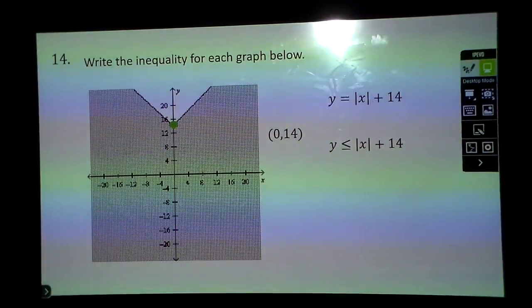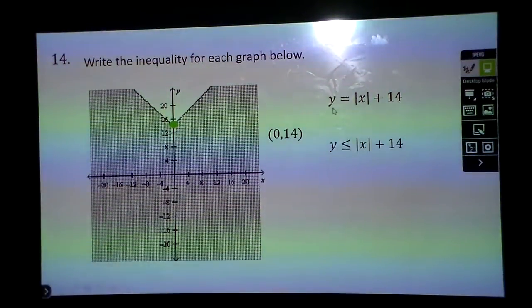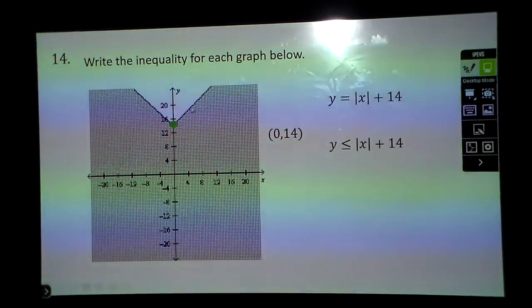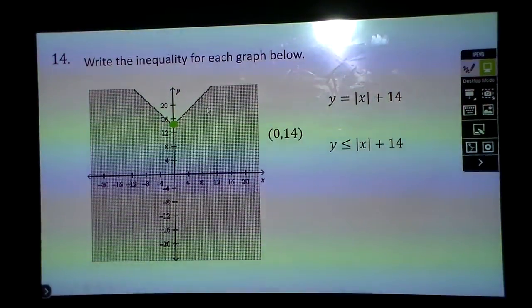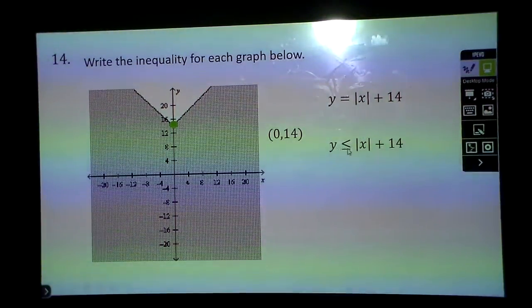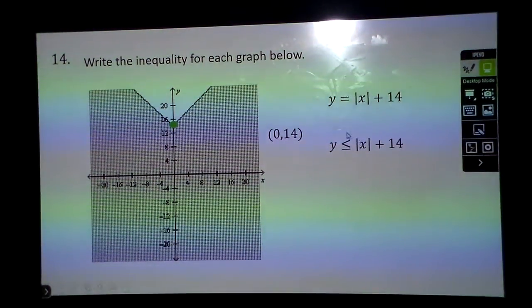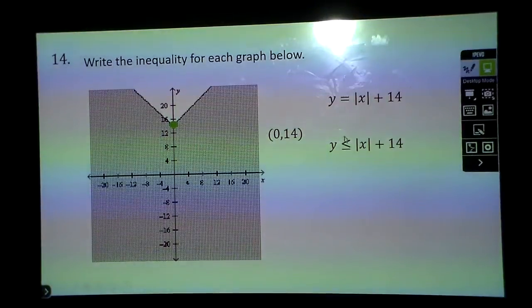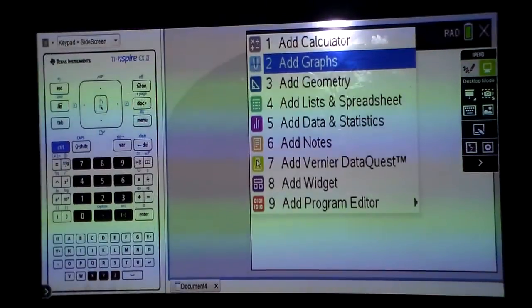And then because we're shading underneath of it, we know the y is less than or equal to, and it looks to me, I'm assuming this is a solid line. It's kind of hard to tell. If it was a dotted or dashed line, it would have no bar there. Okay? So we're shading underneath of it. That's why it's y is less than those values.